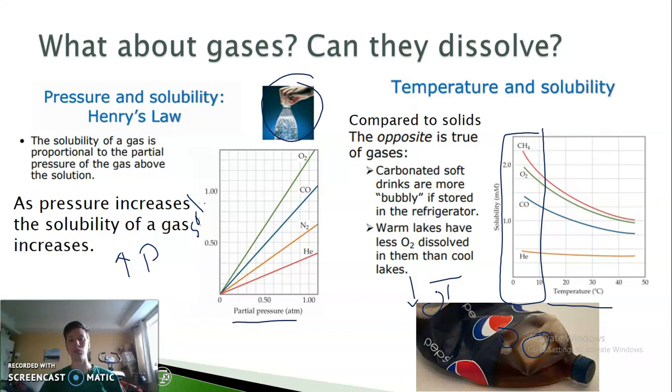All right, so the last question here is, when is a gas most soluble? And I had already given you answers, so hopefully you have at high pressure and low temperature.